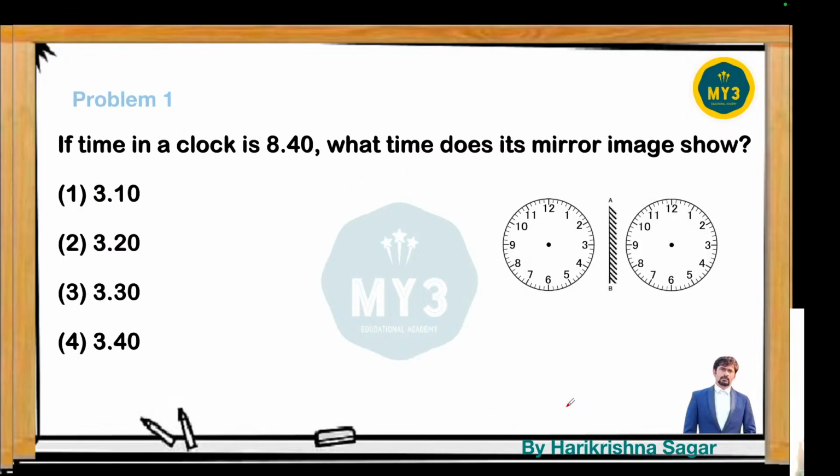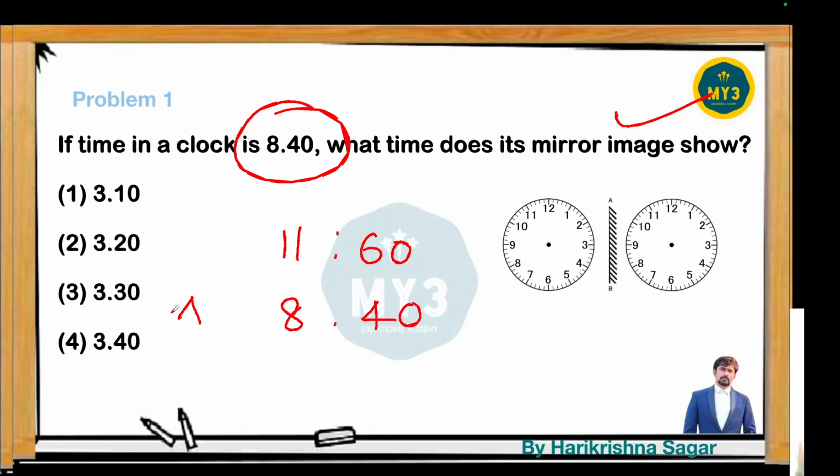So that means we can observe, if the time is 8:40, what is the mirror image time is a question. So how can we solve? Just use the reference of 11:60. So 8:40 is the actual time they have given. So they are asking us to find out the mirror image time. Sum is always going to be what? Sum is always going to be 11:60.